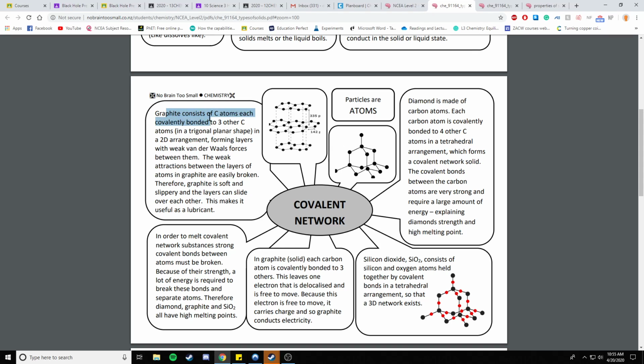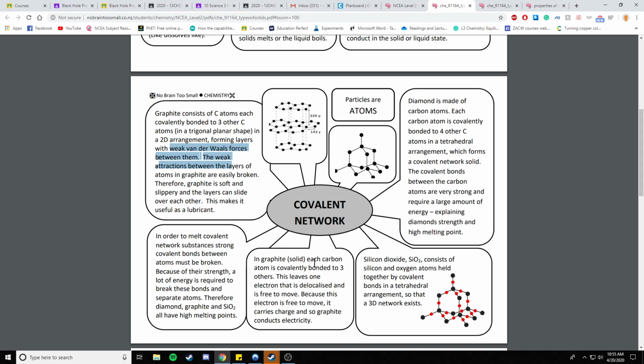Graphite consists of carbon atoms, each covalently bonded to 3 other carbon atoms in a trigonal planar shape. Again, we'll learn about this next week. In a 2D arrangement, so it's flat, forming layers with weak van der Waals forces between them. The weak attractions between the layers of atoms in graphite are easily broken, therefore it's soft and slippery, and the layers can slide off each other.